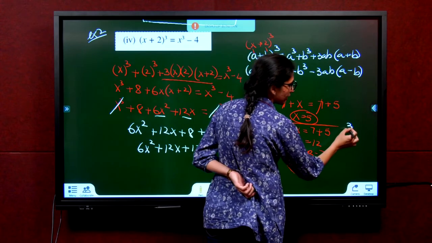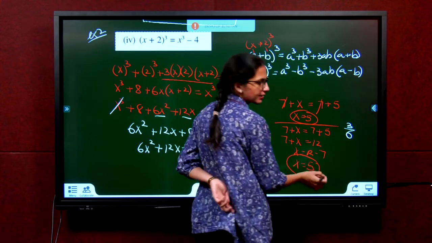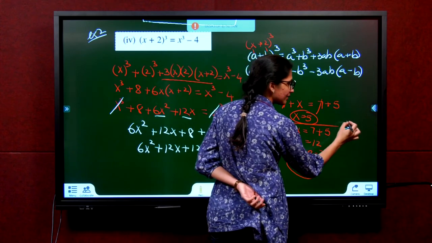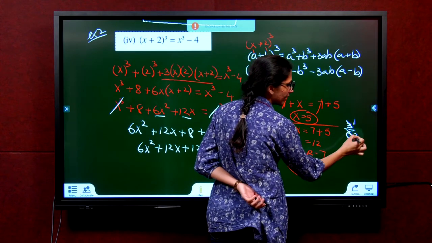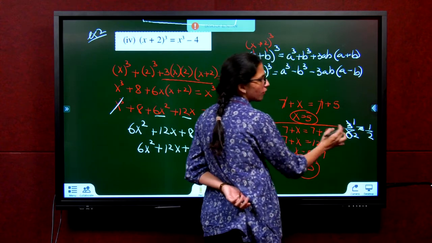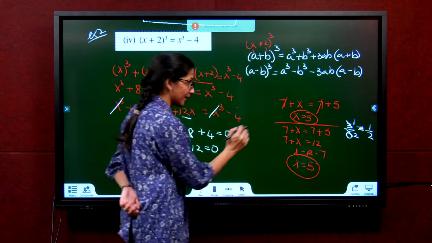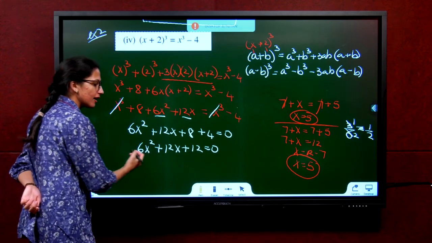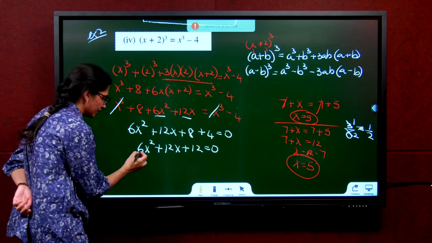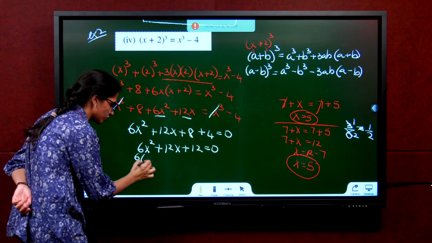If I have a fraction 3 by 6, is this simplified? No, because I can still simplify it further. 3 1s are 3, 3 2s are 6. 1 by 2 is the simplified form of 3 by 6. So here, if you have all the terms and you can take something common, take 6 out, it's possible.